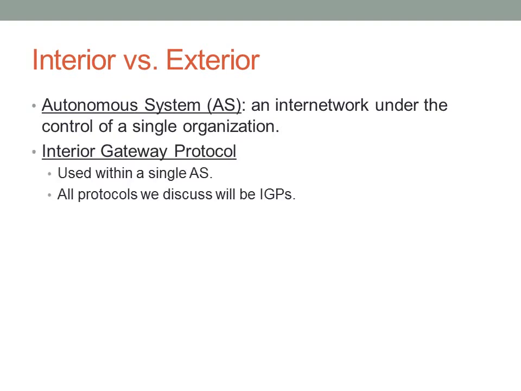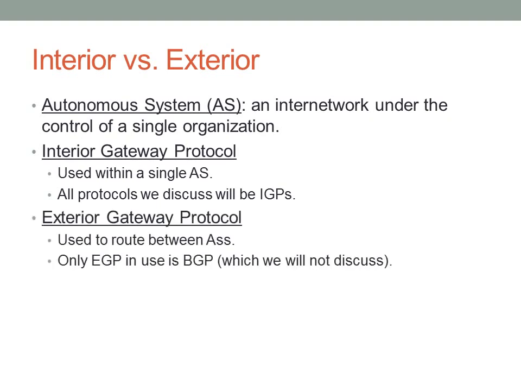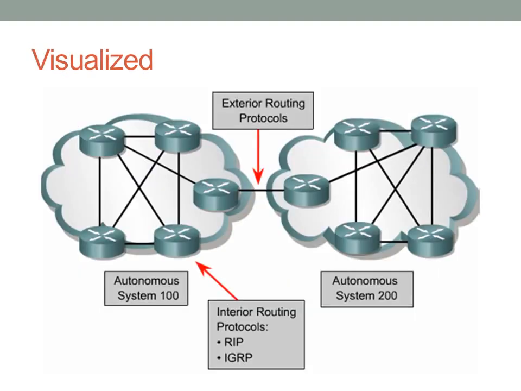And so an interior gateway protocol is going to be used within a single autonomous system. So all of the protocols that we'll be discussing are IGPs. Now, there's also something called an exterior gateway protocol that's used to route between different autonomous systems. And the only exterior gateway protocol that we use today is Border Gateway Protocol, BGP. Now, that's not discussed on the CCNA, so I just wanted to mention it briefly here, but you don't need to know about BGP.